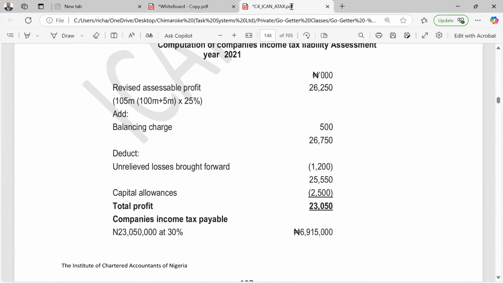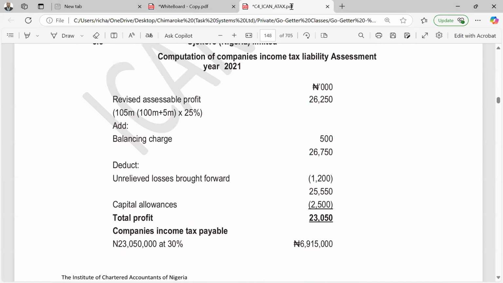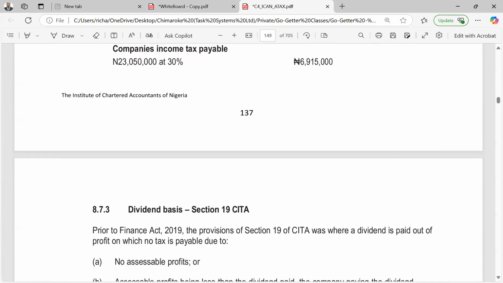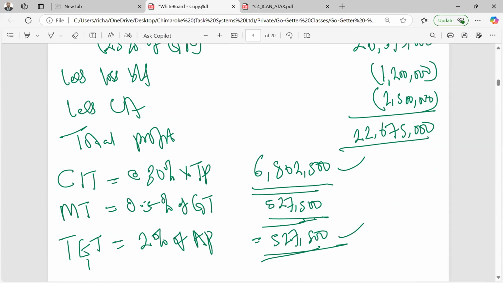And so you see their CIT, 6802, your own is 6915, so they are paying more tax, and that's it. They didn't compute education tax. But suffice it to say, this is correct too. You get the same mark with the Excel. The only difference was here you added balancing charge to your revenue because it's still something that will be charged.